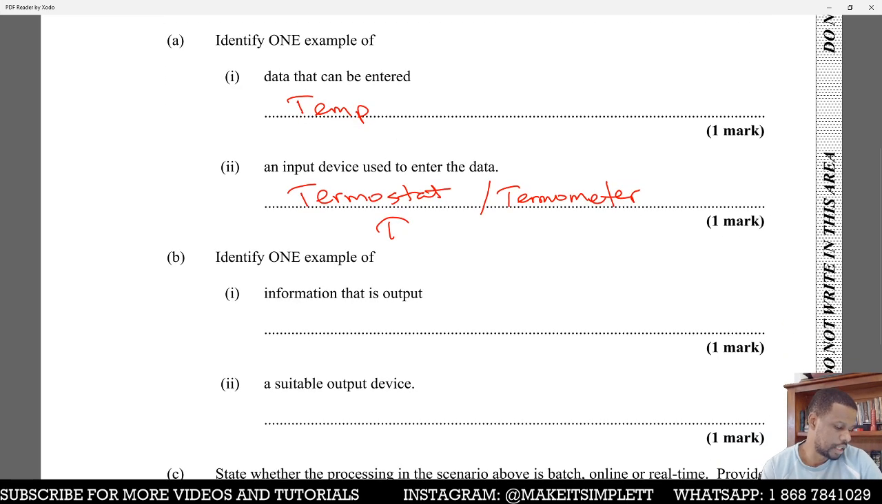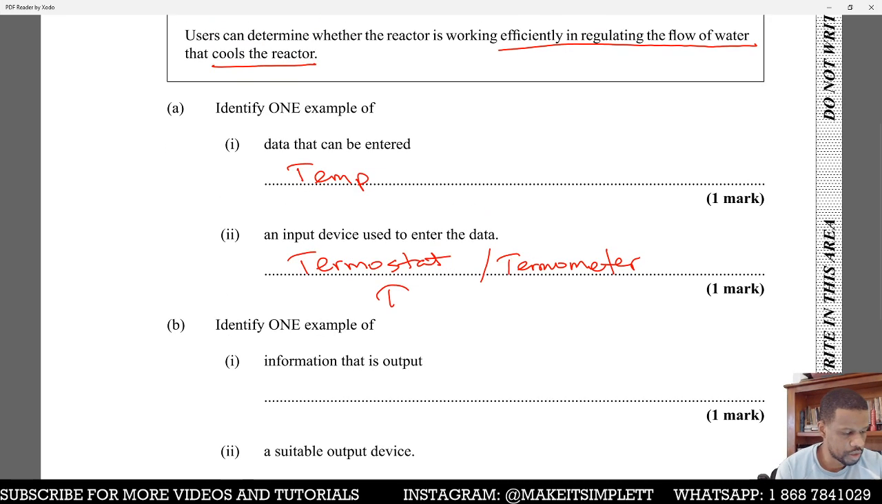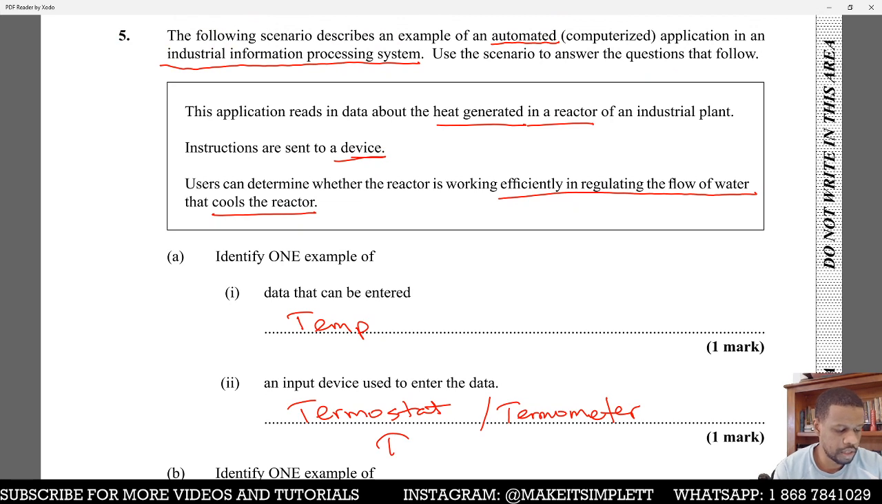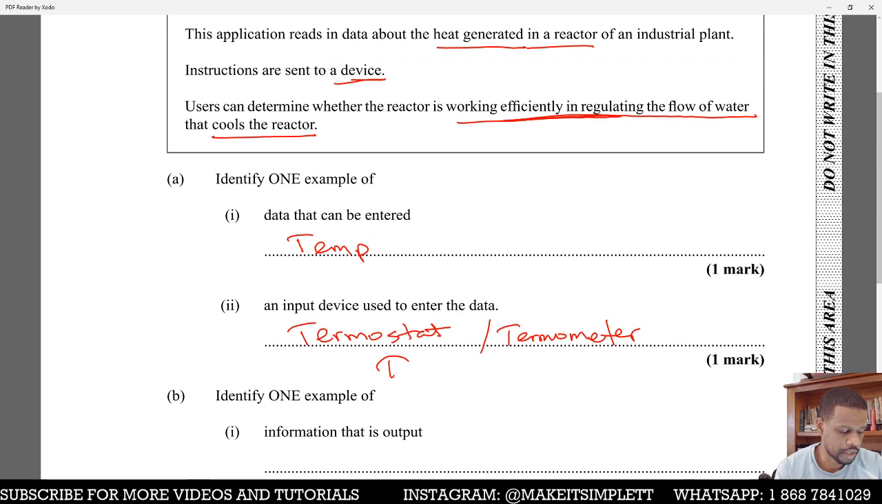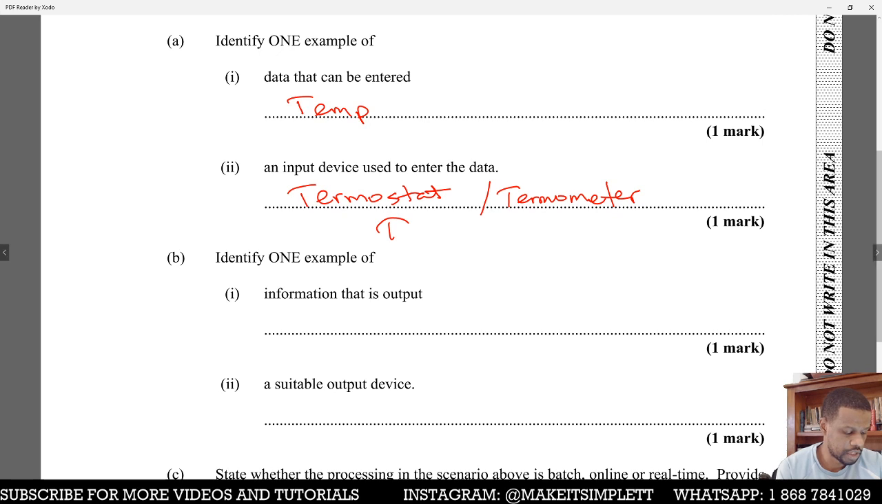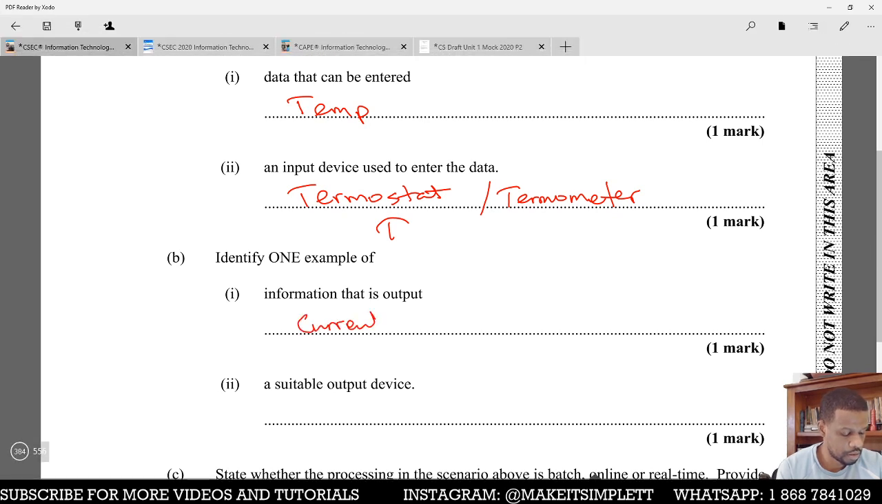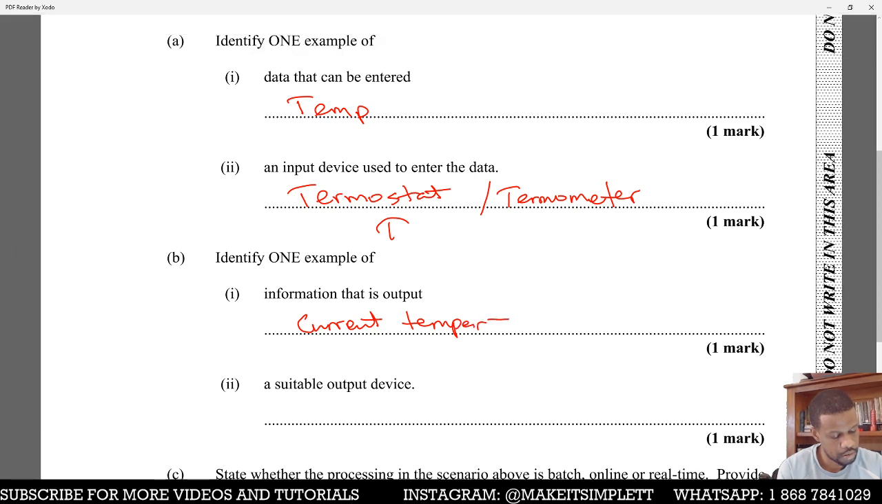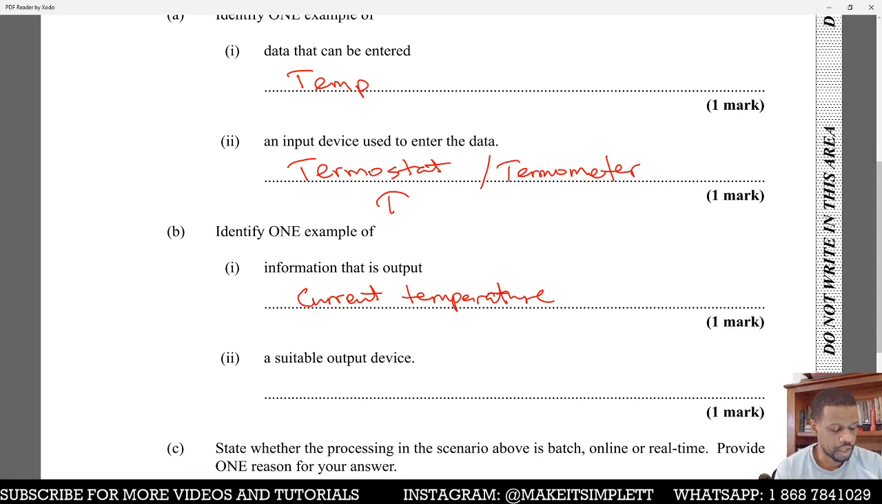All right, identify one example of information that is output. Information that will be output will be, this is looking for efficiency in the flow of water that cools the reactor. The information will be the current temperature. A suitable output device to show you the current temperature will be our monitor. Because it would be nice to see it on a monitor. That would be nice.